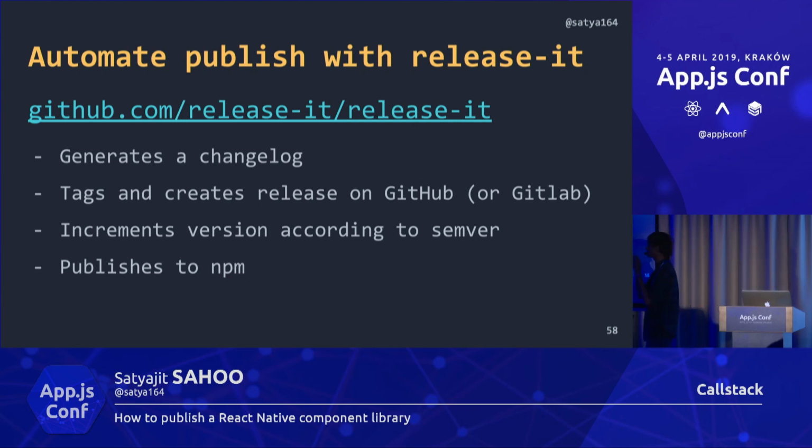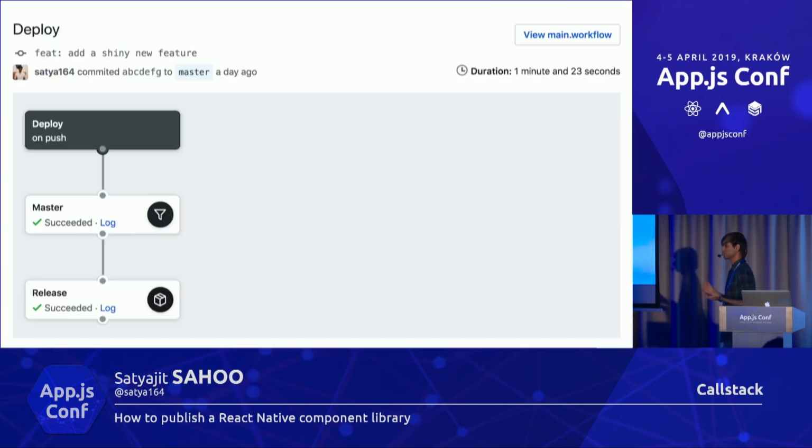You just run release-it, and it will automatically generate a changelog from your commit messages. It will create a tag, create a release on GitHub, increment the version according to semver, and publish to npm. You can also use it on the CI to automate all of these. I'm using it on GitHub Actions. It automatically publishes a new version when I push to master. You can also use semantic-release, which is a very similar tool.